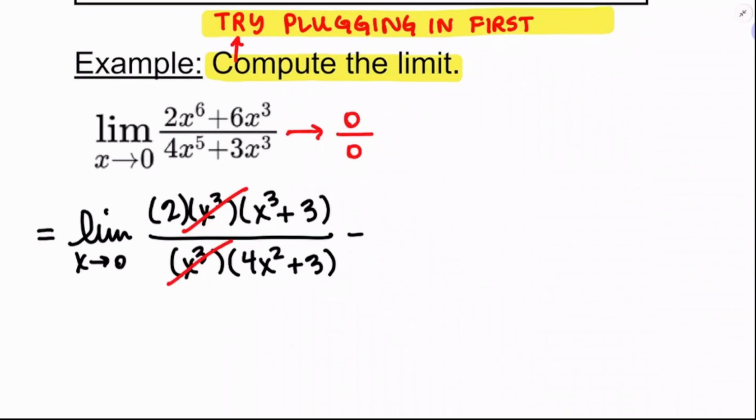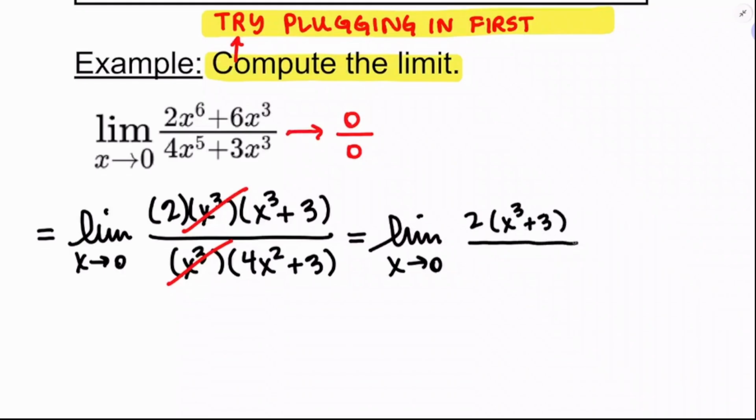This is actually a theorem from calculus, but I think that y'all would not disagree that the limits of these things are going to be equal after the cancellation. So I'd be left with a 2 and an x to the 3 plus 3 over 4x to the 2 plus 3. And since I don't have identical factors on top and bottom, I will not be able to cancel any further.